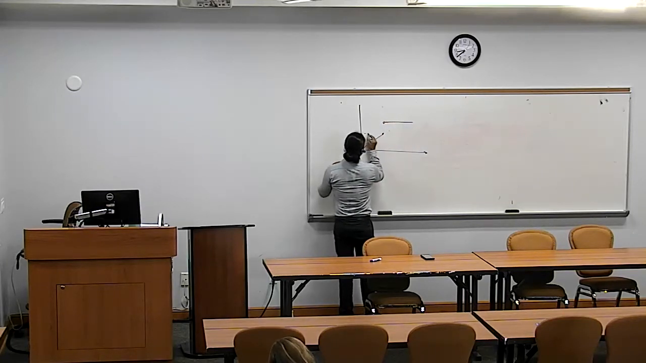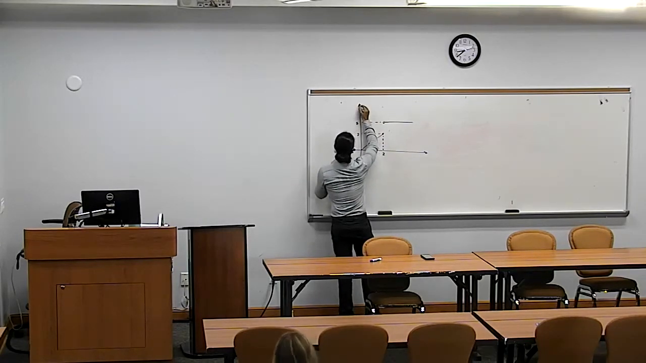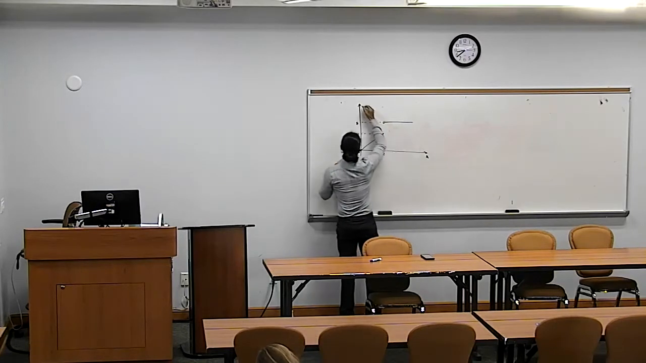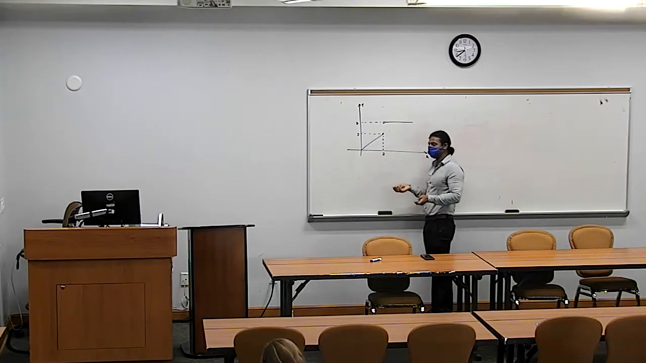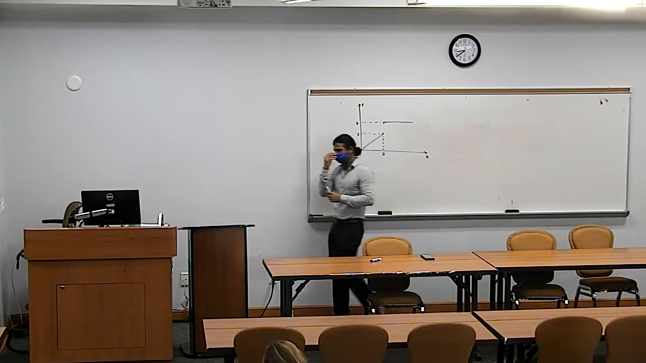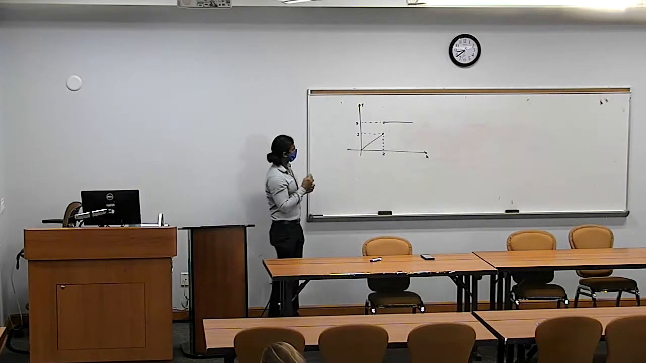Just to recap, do we all see that there is a jump in the function? So this is what we call a jump discontinuity. Since there is a jump, we could only have limits and not the value of a function.